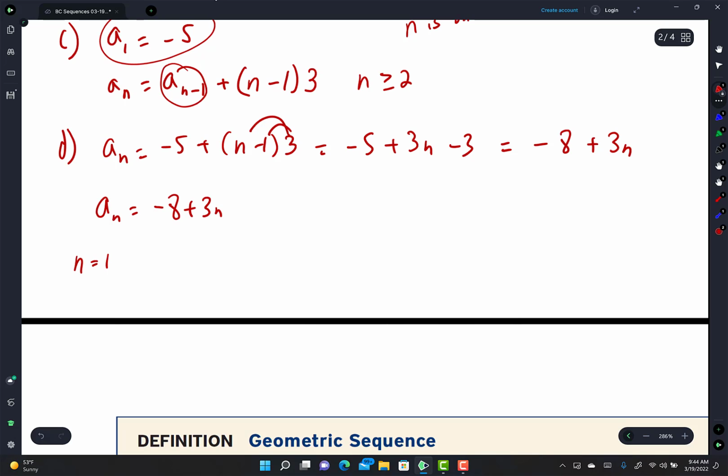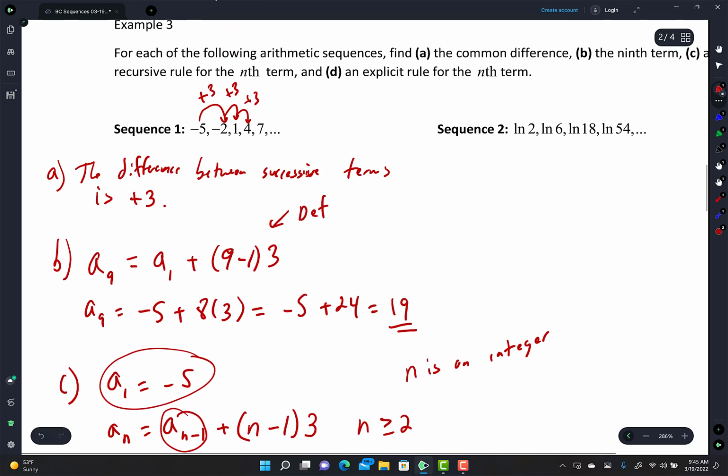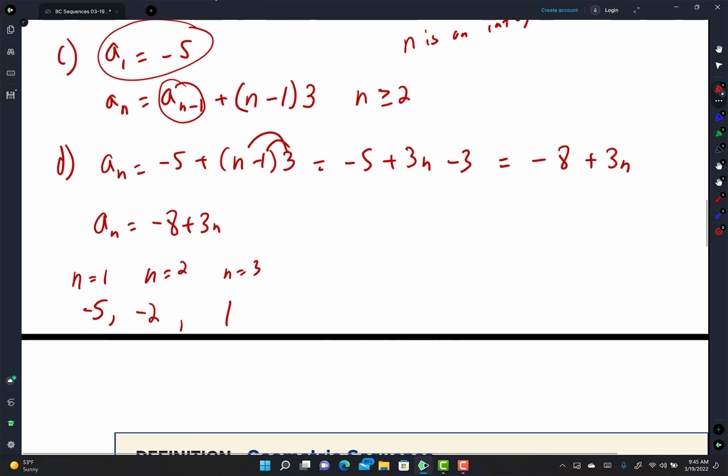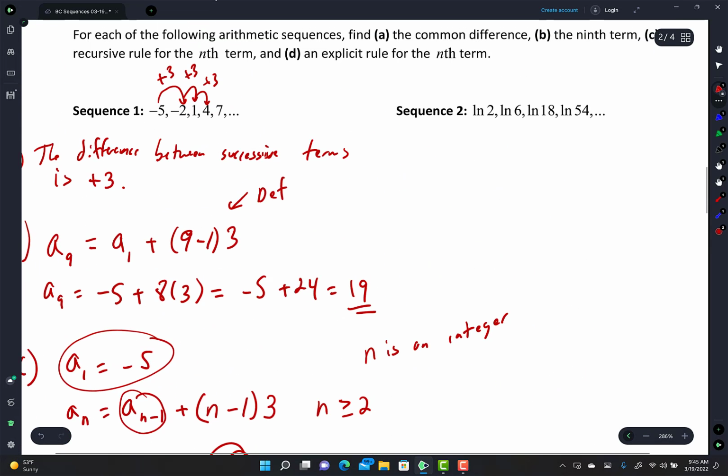If n equals 1, -8 plus 3, -5. If n equals 2, 3 times 2 is 6, -8 plus 6, -2. If n equals 3, -8 plus 9, 1. Is that my sequence? Perfect. It works. We're good. How do we feel? All right, now let's do the harder one.